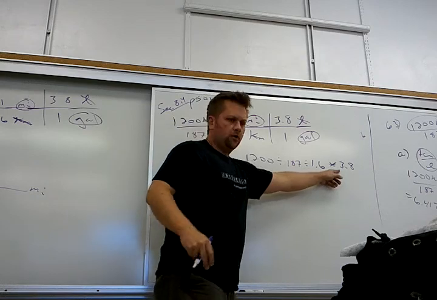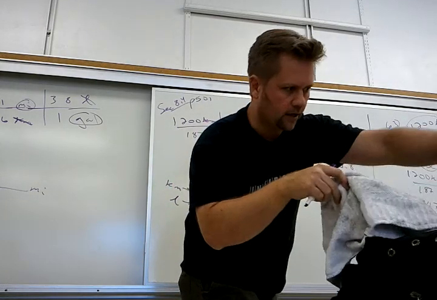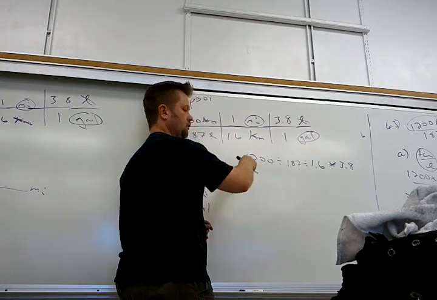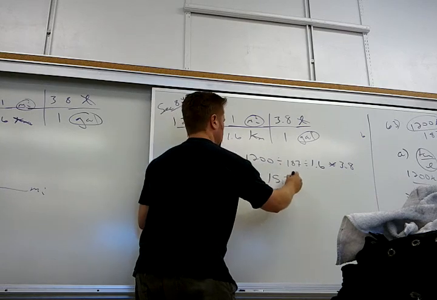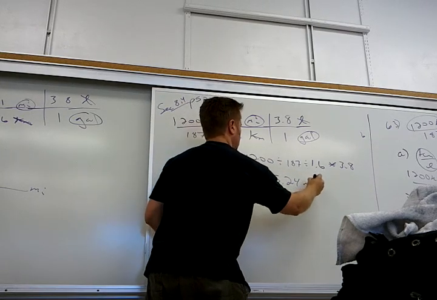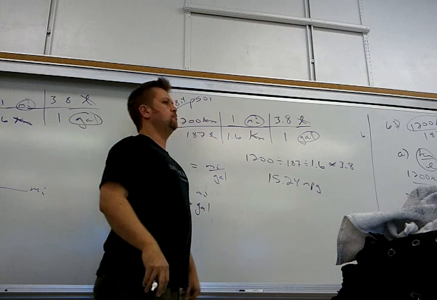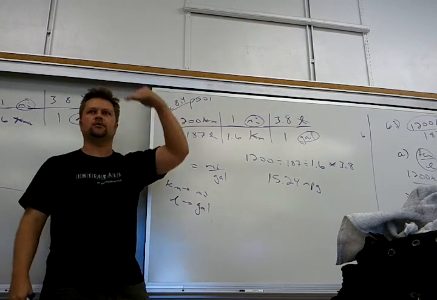So what do you guys get when you put all this in? 15.24. I think I gave away my only calculator. 15.24? Yeah. Does that sound right? So MPG, of course, we have to understand, is the ratio miles per gallon.